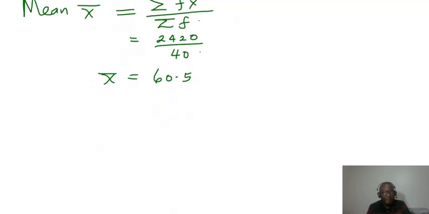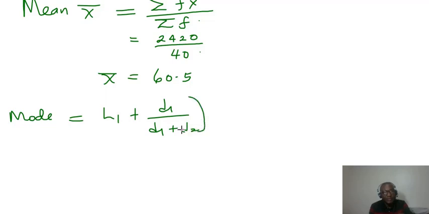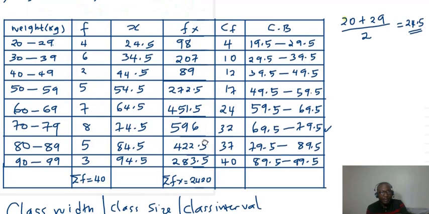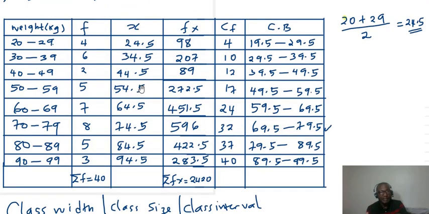Next, we need to calculate the mode. The mode, by formula, is L1 plus D1 over D1 plus D2, times C. Our C is equal to 10 now. First of all, we have to identify the modal class. The modal class is the class with the highest frequency. So we go under the column of frequency. The highest frequency here is 8, so our modal class is 70 to 79.